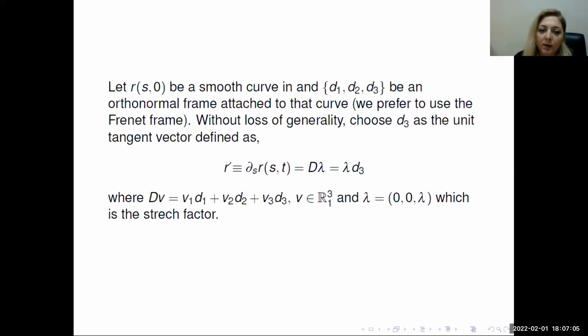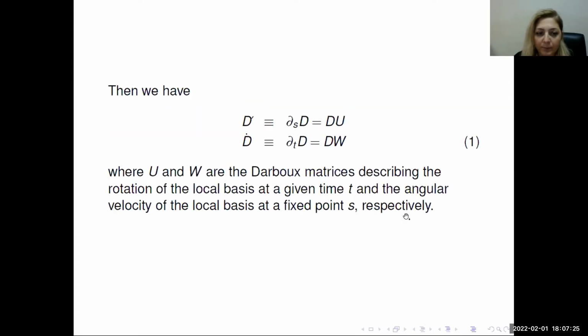Let R be a smooth curve and D1, D2, D3 be an orthonormal frame attached to that curve. We will use the Frenet frame, and we will choose D3 as the tangent vector. Here lambda is a stretch factor. We have U and W matrices, which are the Darboux matrices describing the rotation of the local basis at a given time t, and the angular velocity of the local basis at a fixed point s, respectively.